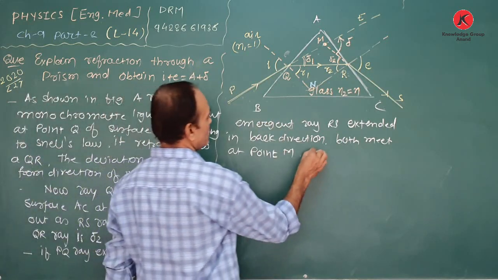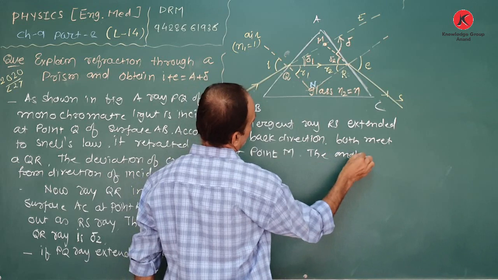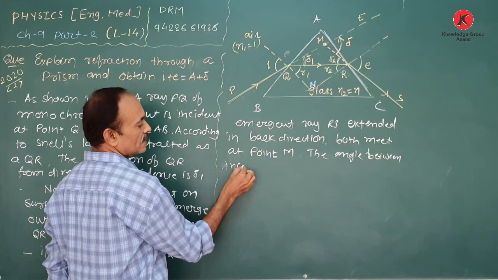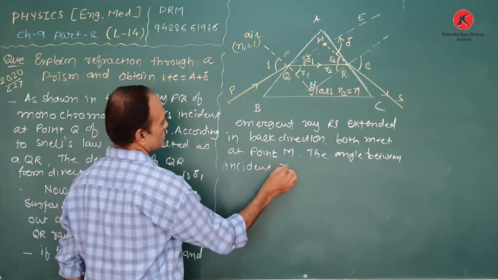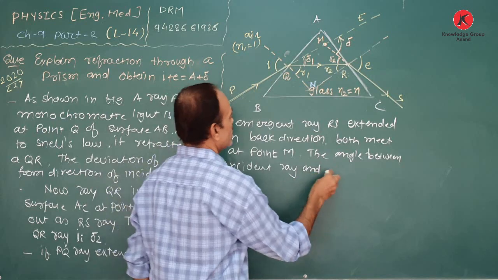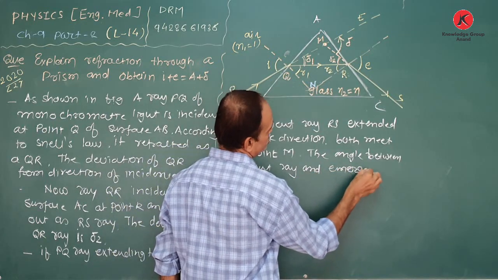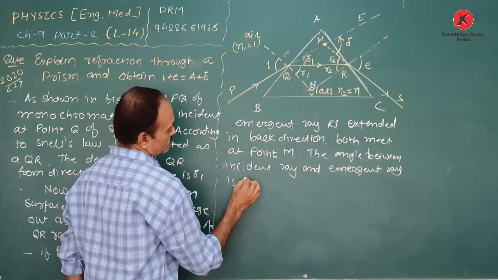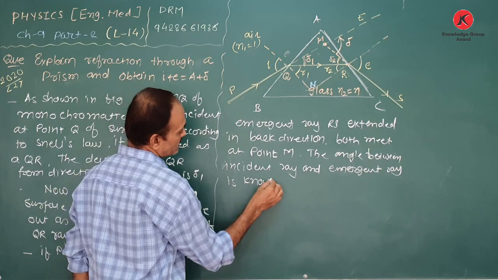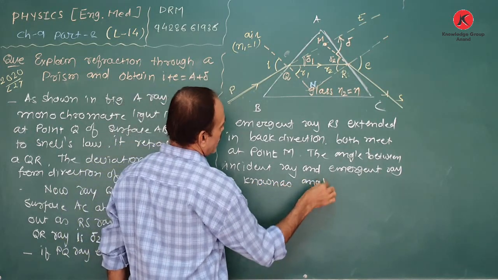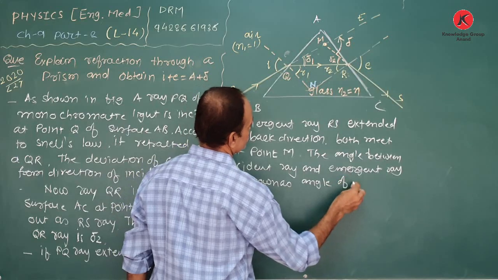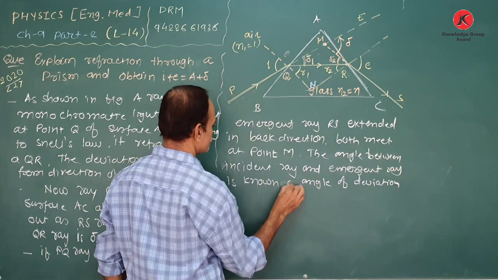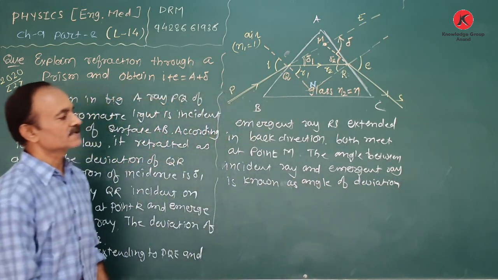The angle between the incident ray and the emergent ray is known as the angle of deviation.